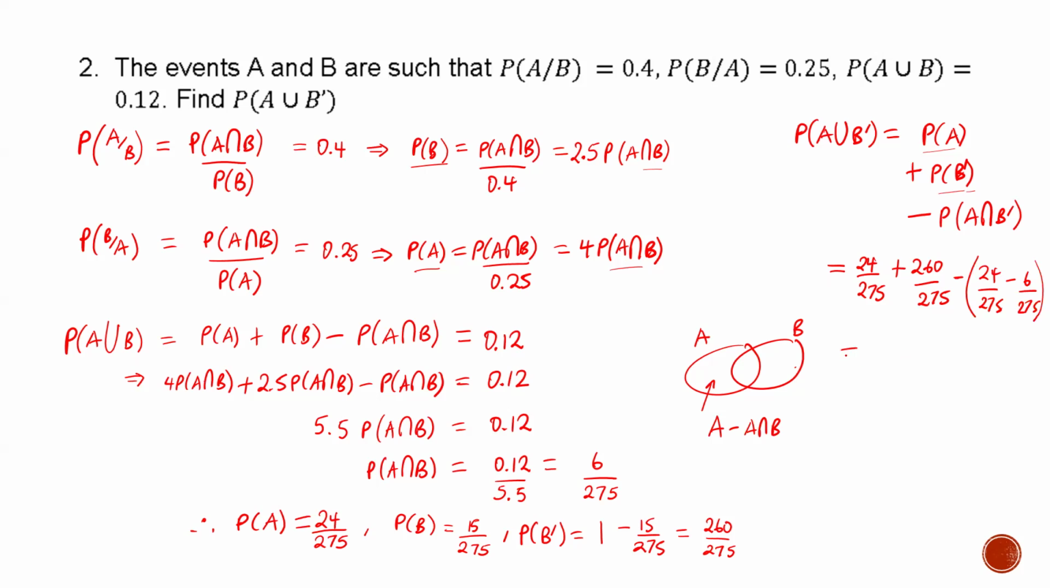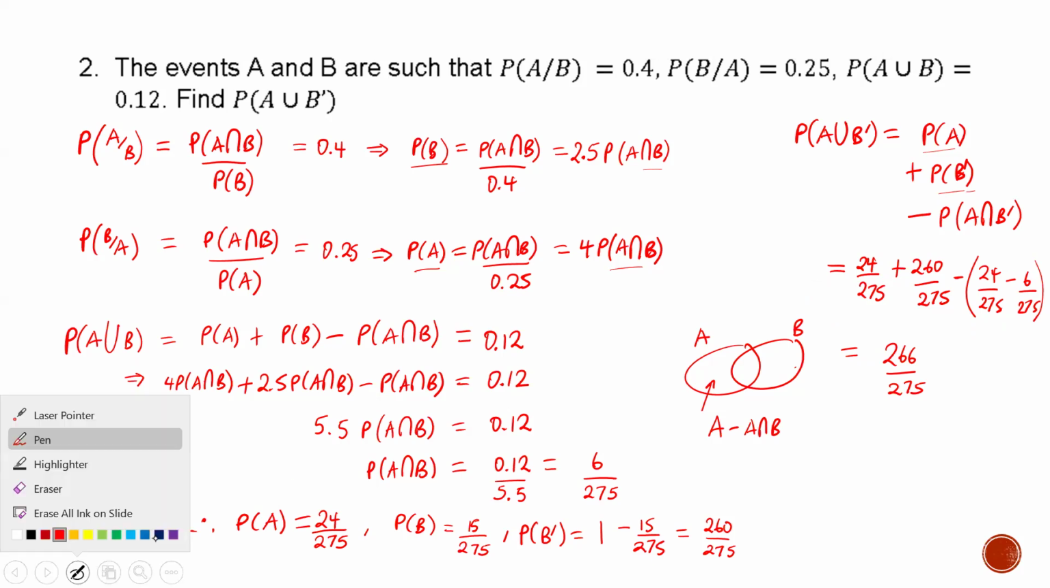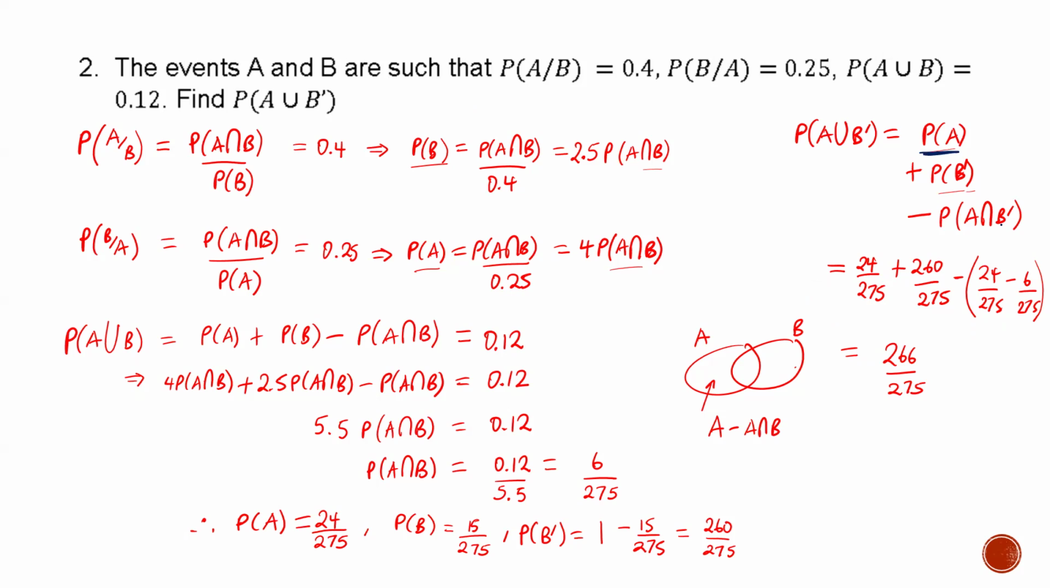Yeah, you realize that that's going to be 18, right? 18 out of 275. So you're subtracting 18 from the sum of these two, and that's going to give you 266 out of 275. Now, you could have been clever enough to realize from the beginning, from this expression that we had initially, that the difference of this and this already gives us the intersection of the two sets just by looking at it.